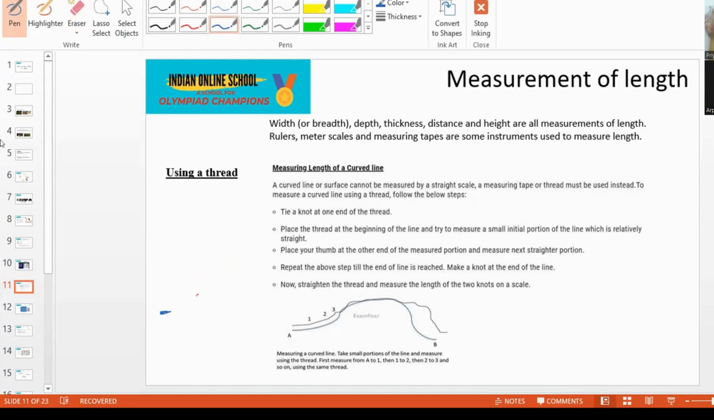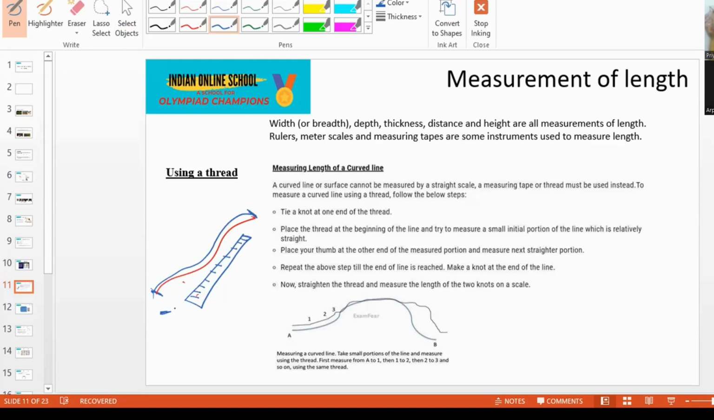Suppose this is a curved line. We will take a thread and put it at this starting point of the line, and we will place the thread nicely just above the line. Then we will measure the length of the thread with a standard scale or a measuring tape. Like this we can measure the length of a curved line.